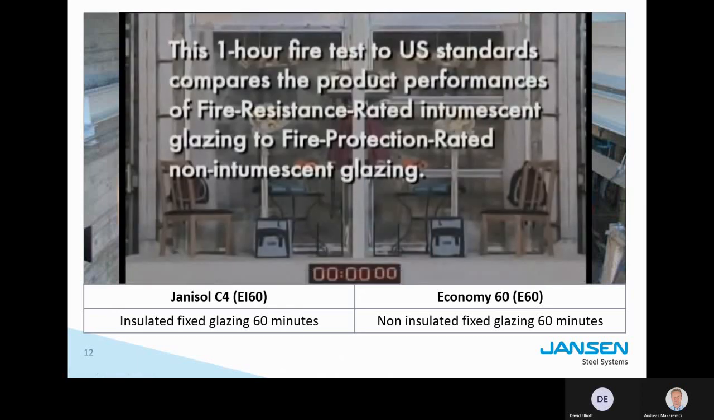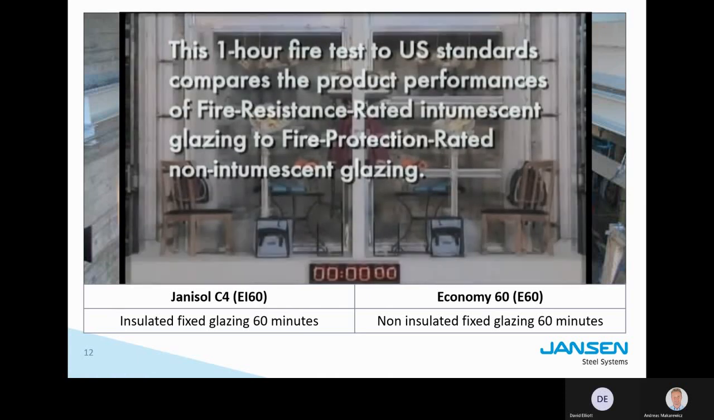This 1-hour fire test to US standards compares the product performances of fire resistance rated intumescent glazing to fire protection rated non-intumescent glazing.